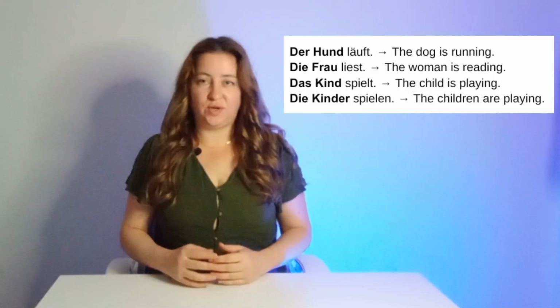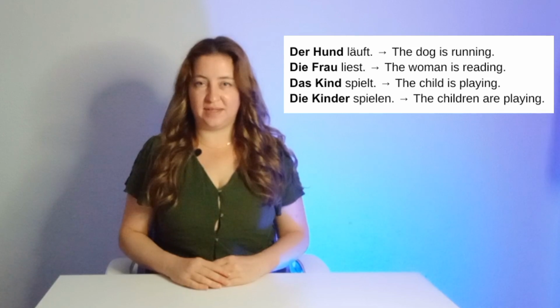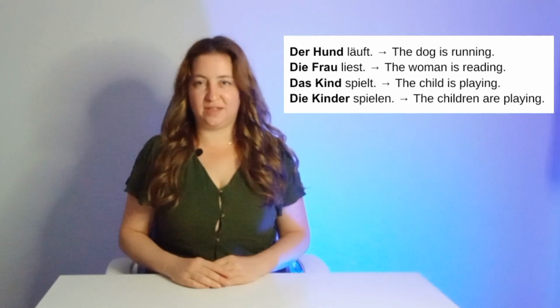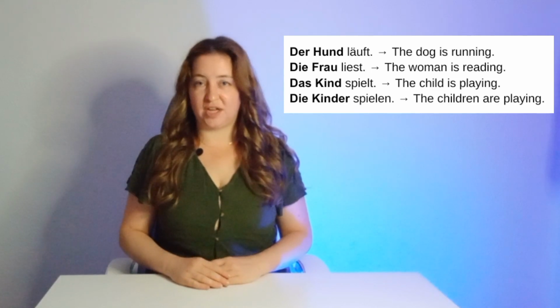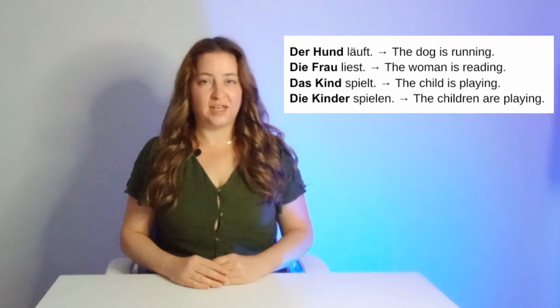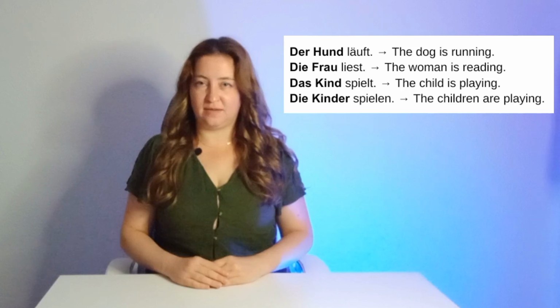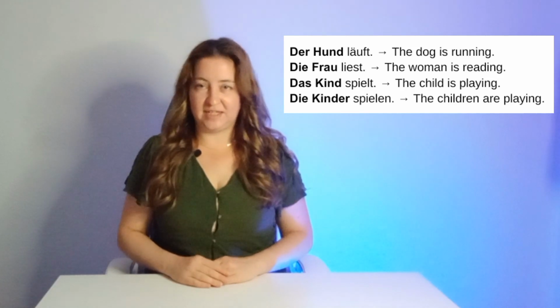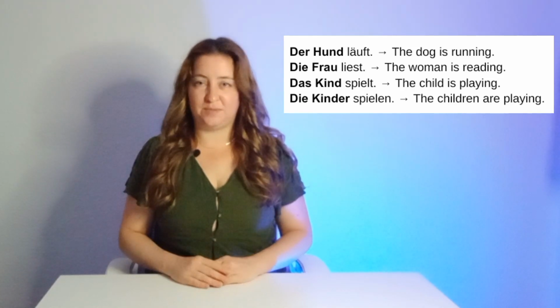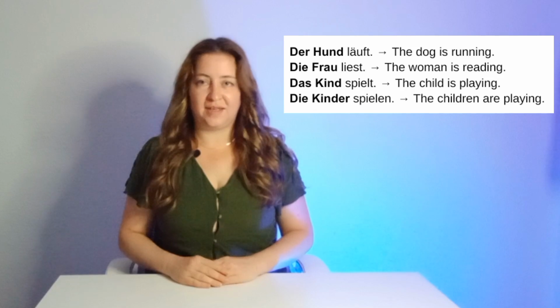Let's look at some examples. Der Hund läuft. The dog runs. Die Frau liest. The woman reads. Das Kind spielt. The child is playing. Die Kinder spielen. The children are playing. Did you notice that the article der, die, das tells us the subject's gender and number, even before we get to the verb?